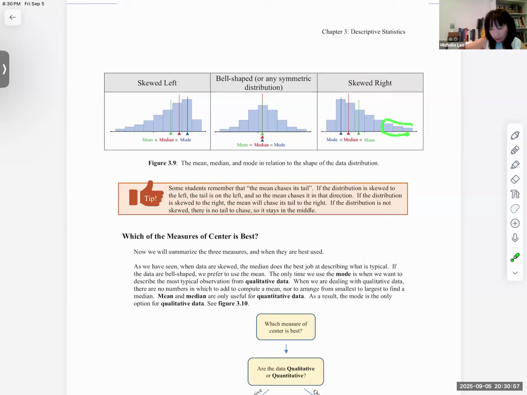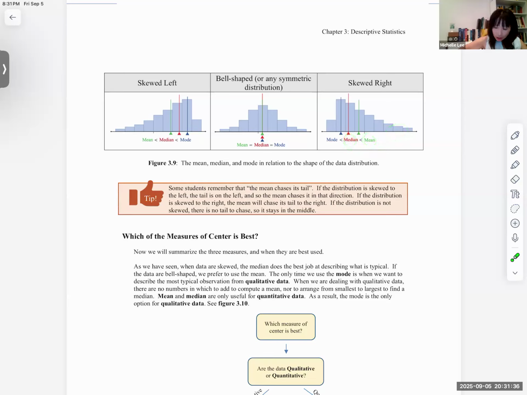Look, since it's the right side, right? So there are more higher numbers, higher data, see here? If we have a higher number, the mean is sensitive to the extreme observation, right? So if we have higher data, then the mean changes. So the mean is bigger than the median. Can you see that, right?